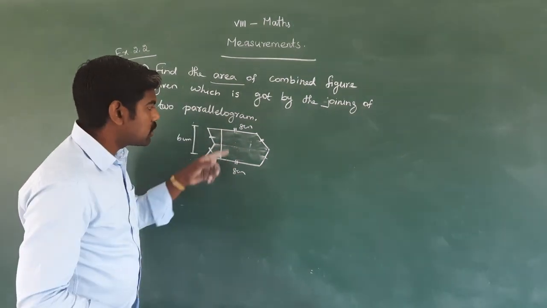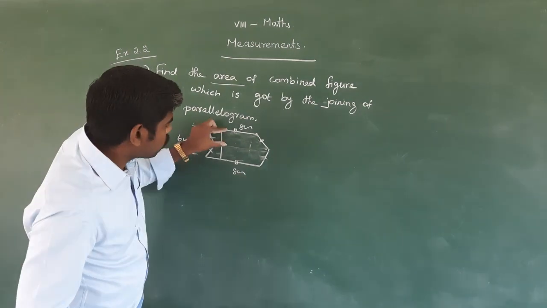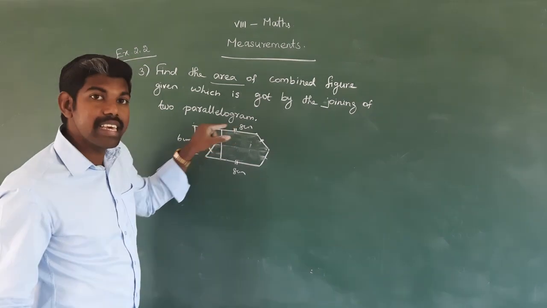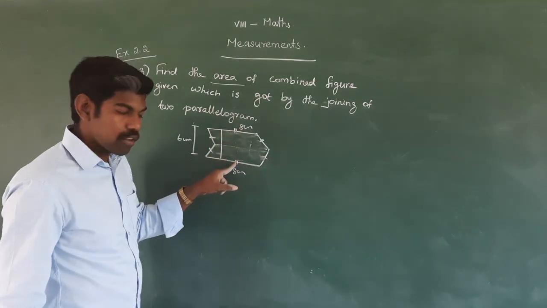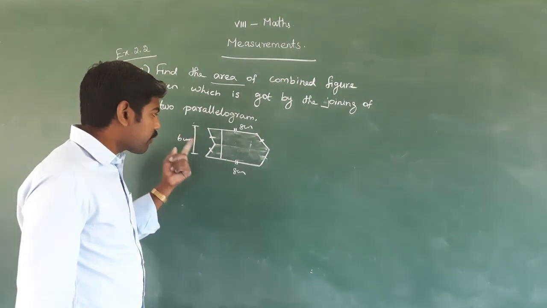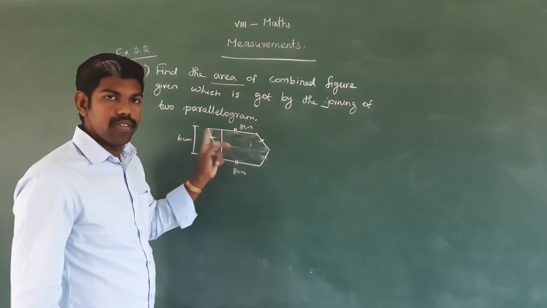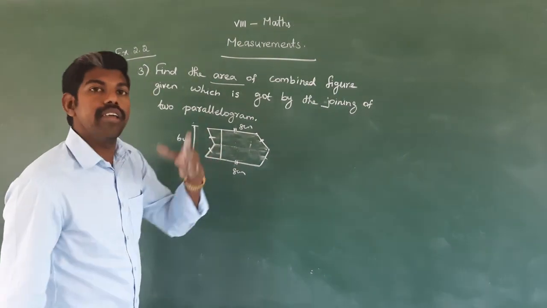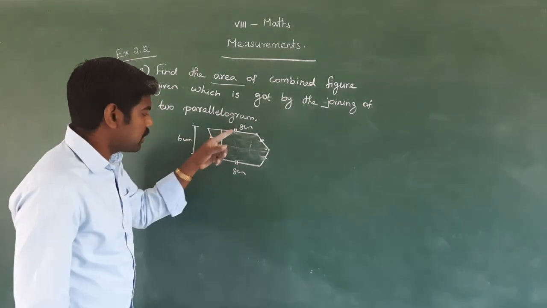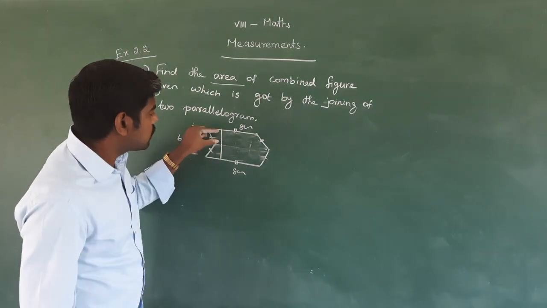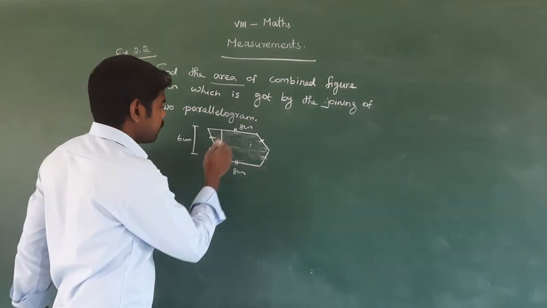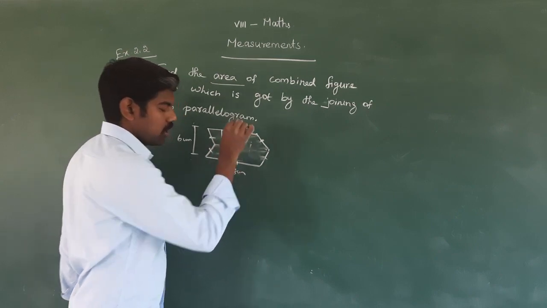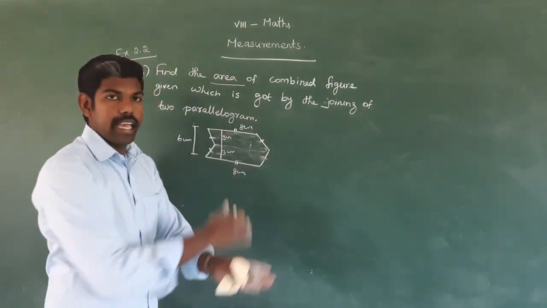Why? Because these two are parallelograms. This is one parallelogram, this is another parallelogram, and each parallelogram has the same side. Here 8 centimeter, here also 8 centimeter, so these two sides are equal. Suppose here 8 centimeter and here not equal to 8 centimeter, it means the heights are different. But here both are 8 centimeter, so the height is equal. The total is 6 centimeter, so this height is 3 centimeter, and here also 3 centimeter.